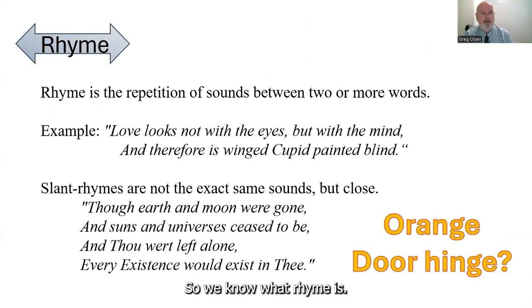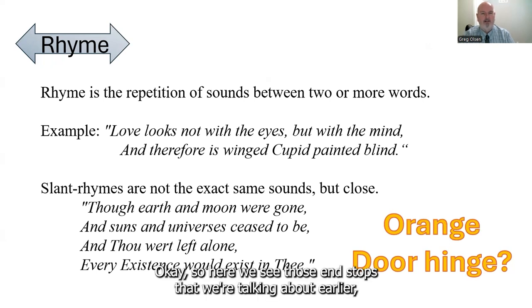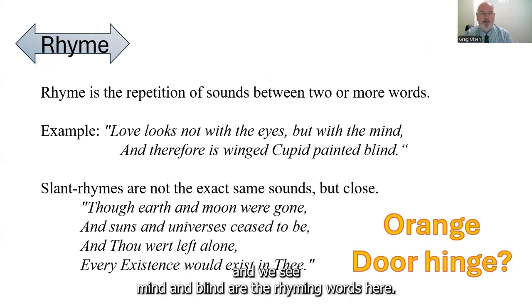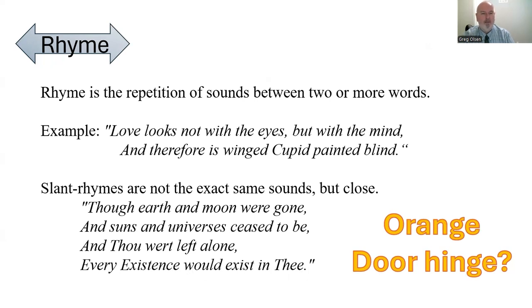So we know what rhyme is. It's that repetition of sounds between two or more words. An example I have in here: love looks not with the eyes, but with the mind, and therefore is winged Cupid painted blind. Here we see those end stops that we talked about earlier, and we see mind and blind are the rhyming words here.